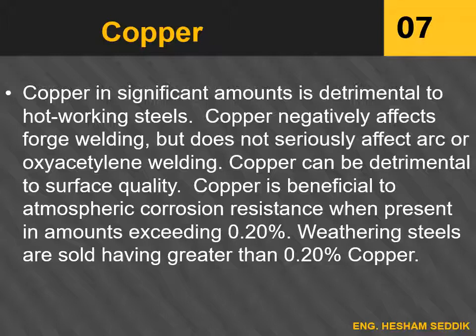Copper: we need copper for hot working steel, but it is not favorable for welding, though it does not seriously affect arc or oxyacetylene welding. Copper can be determined by surface quality. We need a good surface, meaning you must add some percentage of copper. The copper percentage can also add properties like corrosion resistance, specifically atmospheric corrosion resistance if the amount exceeds 0.2% copper.